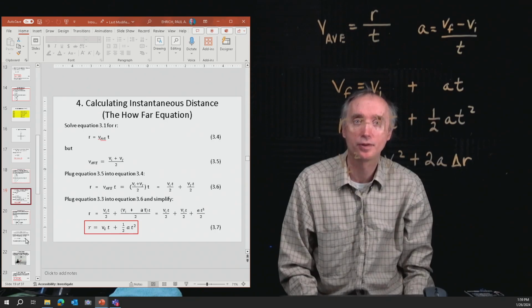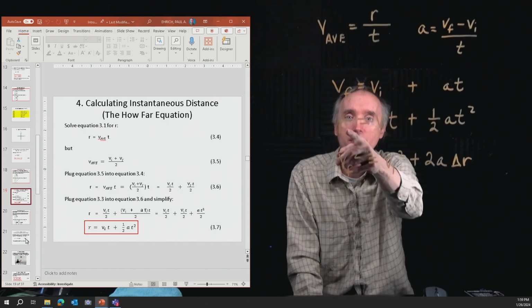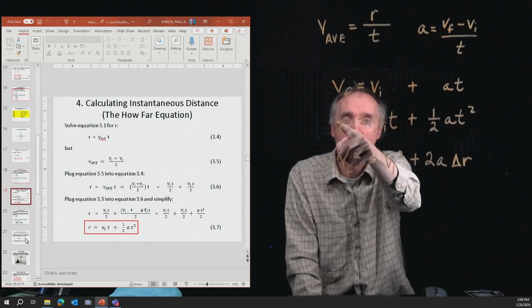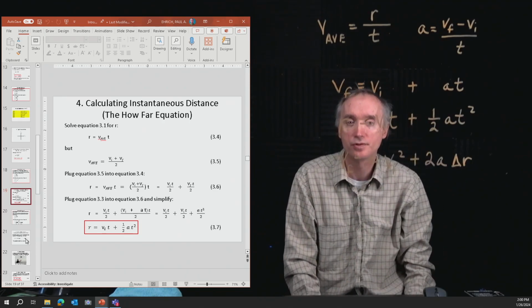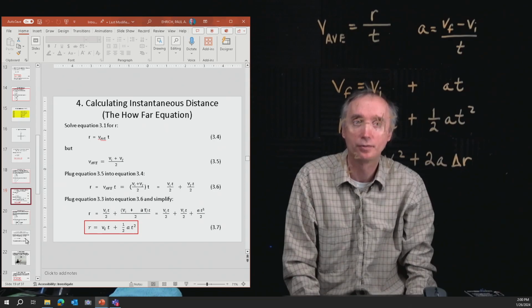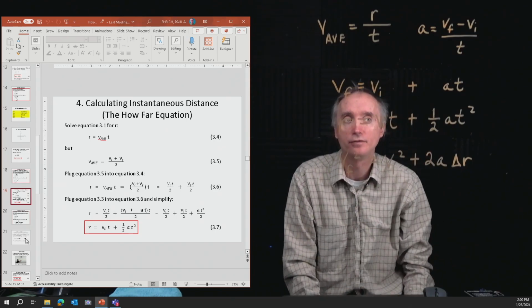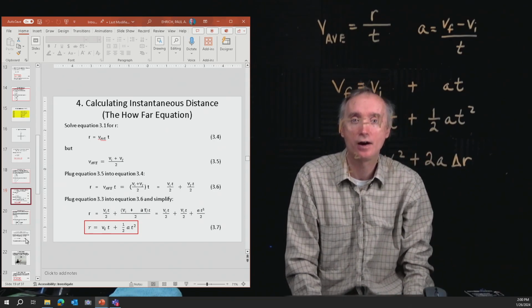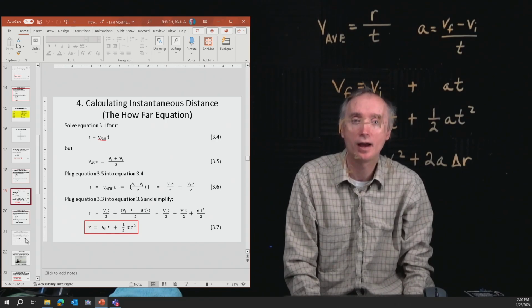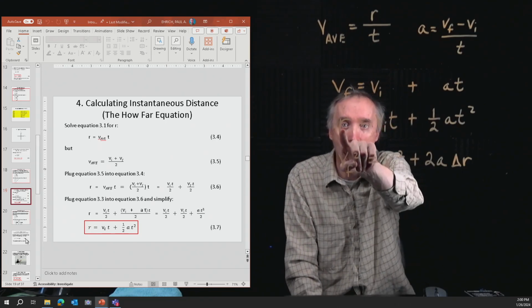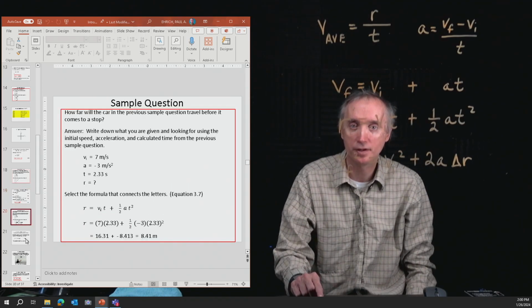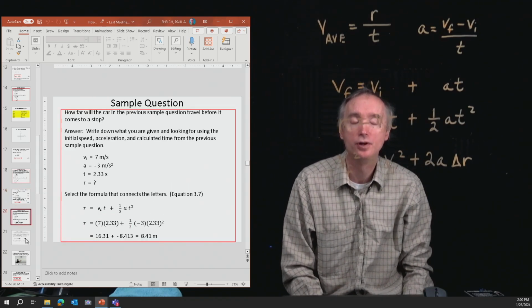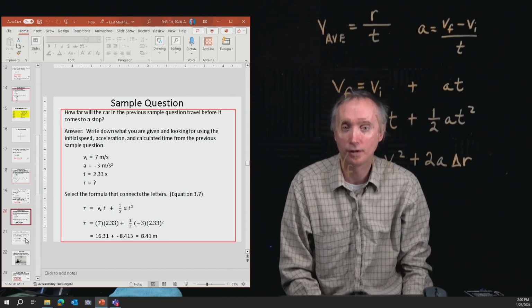On the exam, the thing is, if I give you the formula, are you able to put the correct numbers and the sign of the numbers into that formula? This one is the how far because it tells you how far, R, does it go. So here is an example of how you might use the formula.